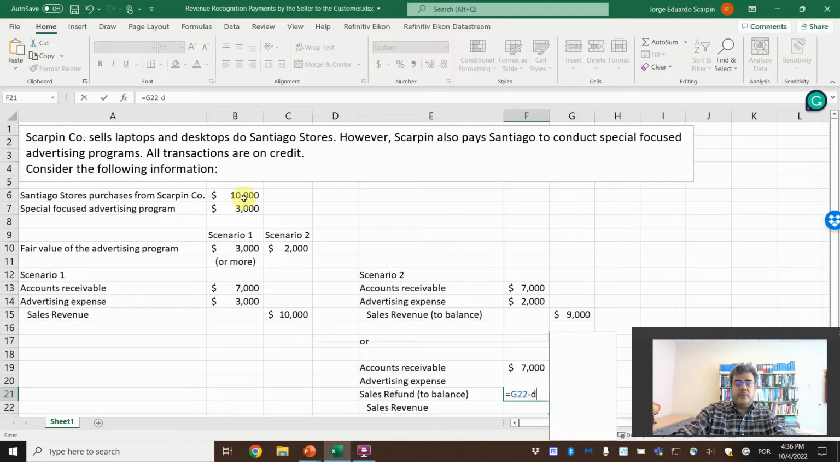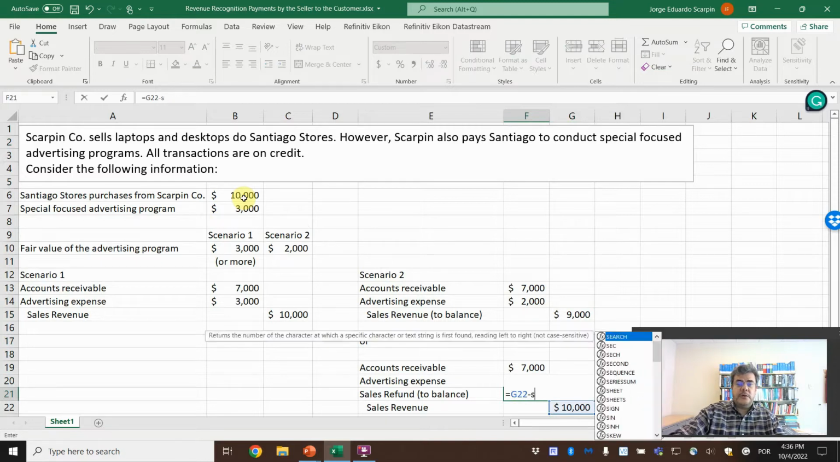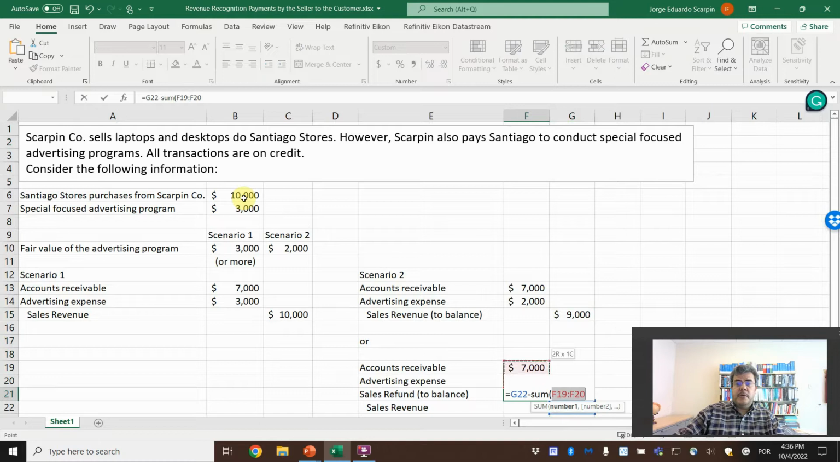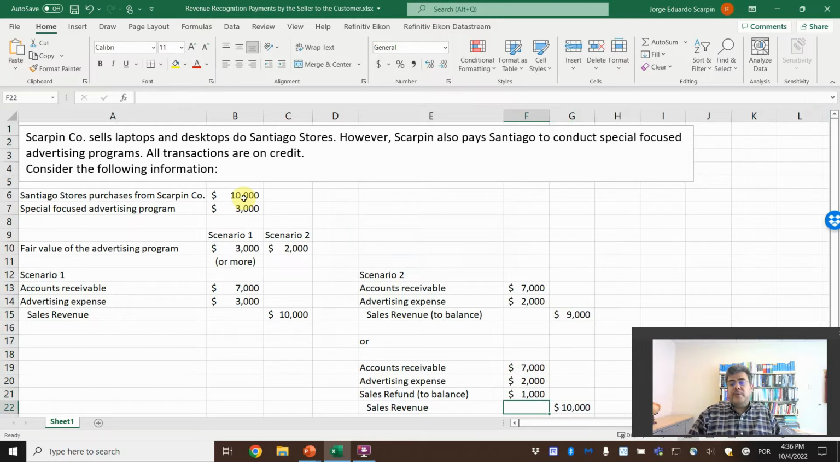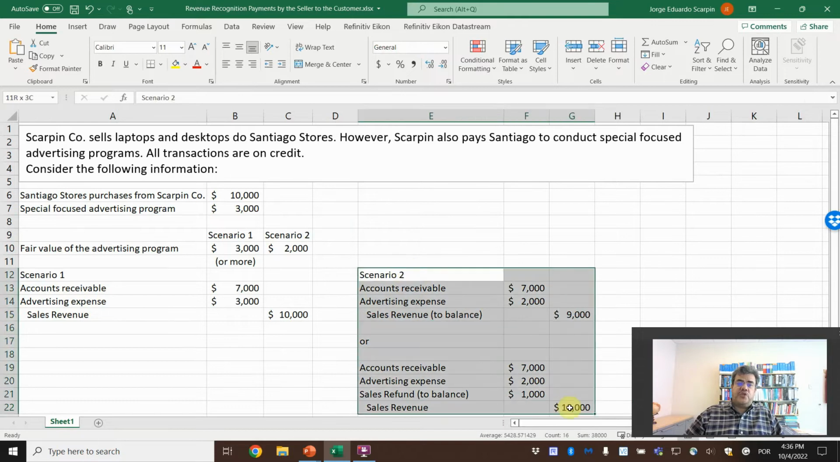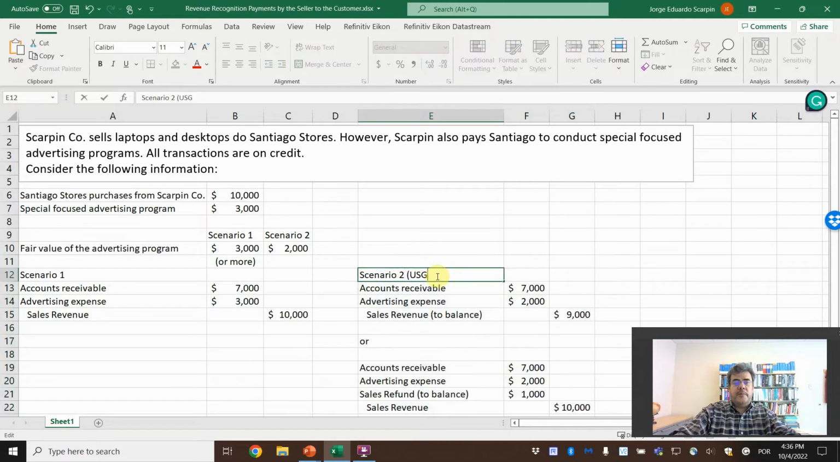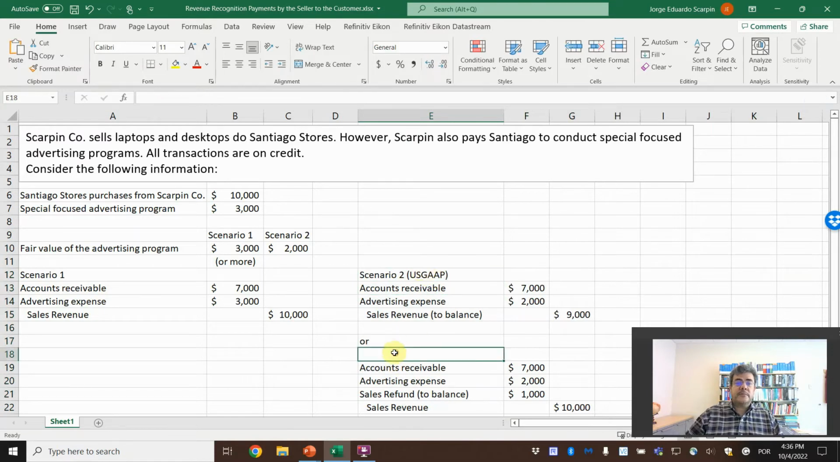So it will be the $1,000 remaining. So we can see this second scenario in these two ways. The first one, usually based on US GAAP. The second one, based on IFRS.